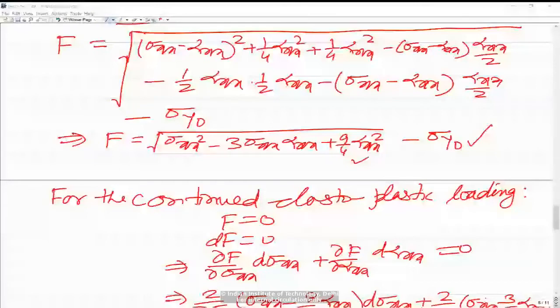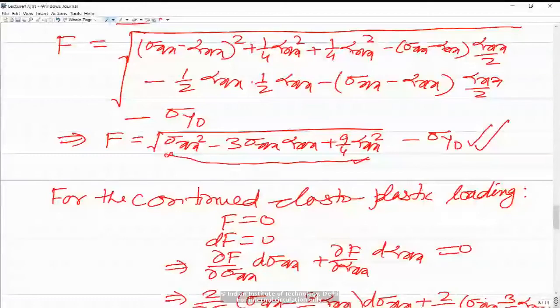Yes, I can see it. So if you look at this expression, this term you can write as sigma xx minus 3 by 2 alpha xx whole square. If that term is 0, then you are saying that this term is 0, and that means the yield surface is essentially reducing to a point. That will not be possible. That will not happen.